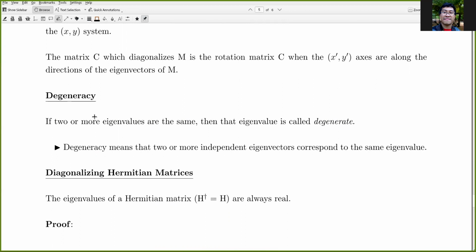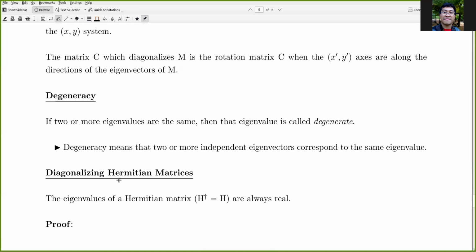There would be a case where two or more eigenvalues are the same. In that case, the eigenvalue is called degenerate. Degeneracy means that two or more independent eigenvectors correspond to the same eigenvalue.